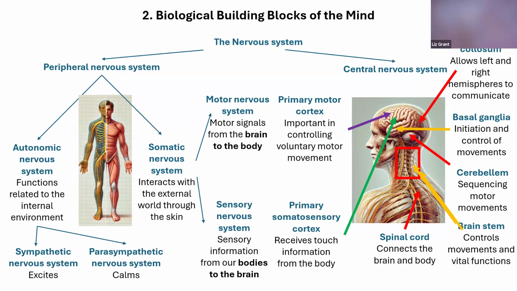And then there are other key elements, there are many others, but a couple of other key elements are the cerebellum, which has a role in sequencing motor movements, as well as the basal ganglia, which is around the initiation and control of movements, all of which are required for you to actually move away from the hot thing.